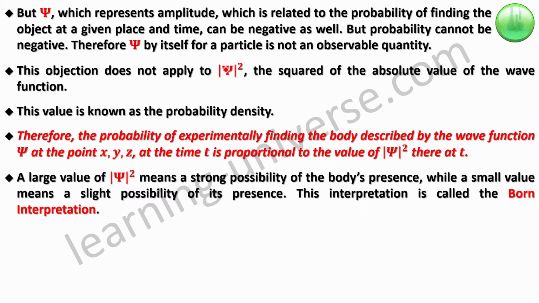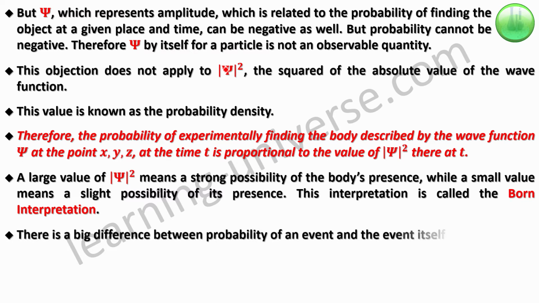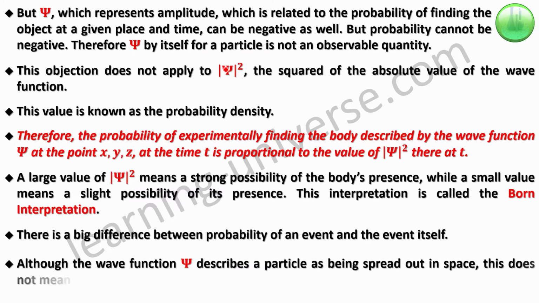Now, there's a big difference between probability of an event and the event itself. This is something which we need to understand. Although the wave function psi describes a particle as being spread out in space, this does not mean that the particle itself is spread out. I mean, the electron is not spread out in space. Now, one may ask, then why do you talk about psi? Why do you talk about a wave function to describe an electron in a hydrogen atom? Because that's what we do. That's what we're going to talk about in Schrodinger's wave equation in the next part.